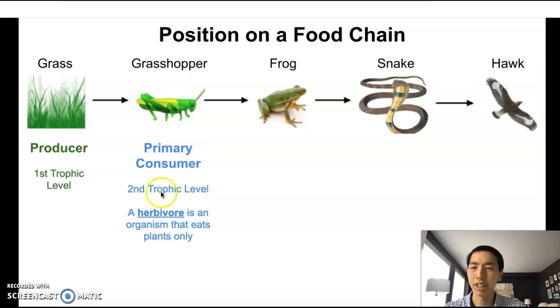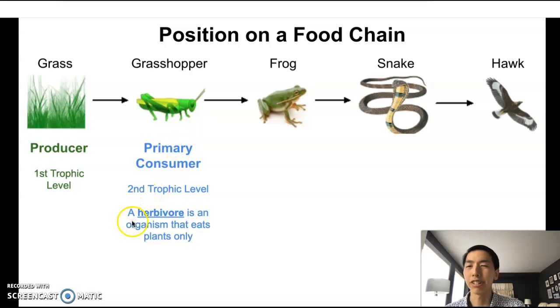It gets its nourishment from the first trophic level, the producer. The grasshopper is also called a consumer because it eats food to get its energy. But we're going to add one more word to that. We're going to call it the primary consumer. Primary means first. So the grasshopper is the first thing in this food chain that's a consumer. It's not the first thing in the food chain, that would be grass. It's the first thing that eats to get its energy. So we call it the primary consumer.